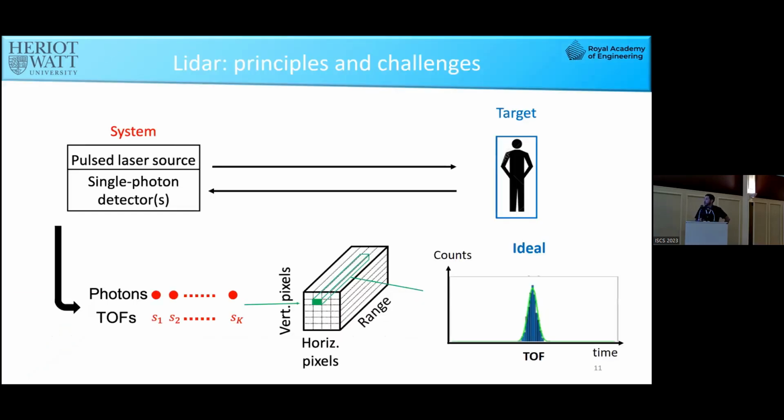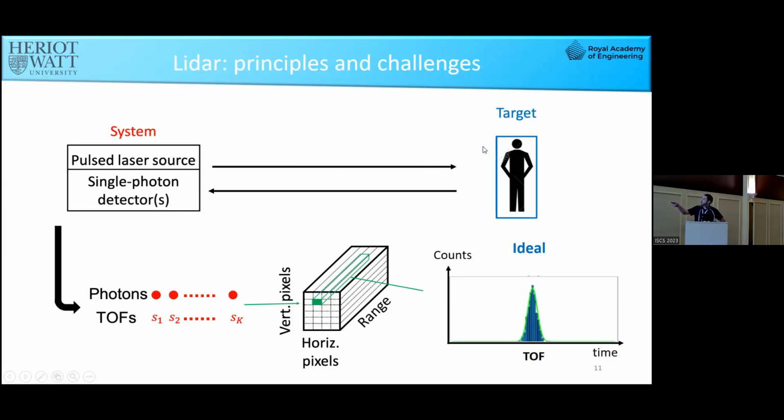So how does LiDAR work? The single-photon LiDAR allows us to acquire 3D images of the scene, and that's happening by sending laser pulses that get reflected from the target. I'm having a hard time to control this pointer, but bear with me. So we fire photons on this target, they get reflected and then captured by a very sensitive detector. We call it a single-photon detector because it's able to measure photons together with their time of flight. If you know the time of flight of the photons and you know the speed of light, you will be able to deduce the distance between the system and the target.